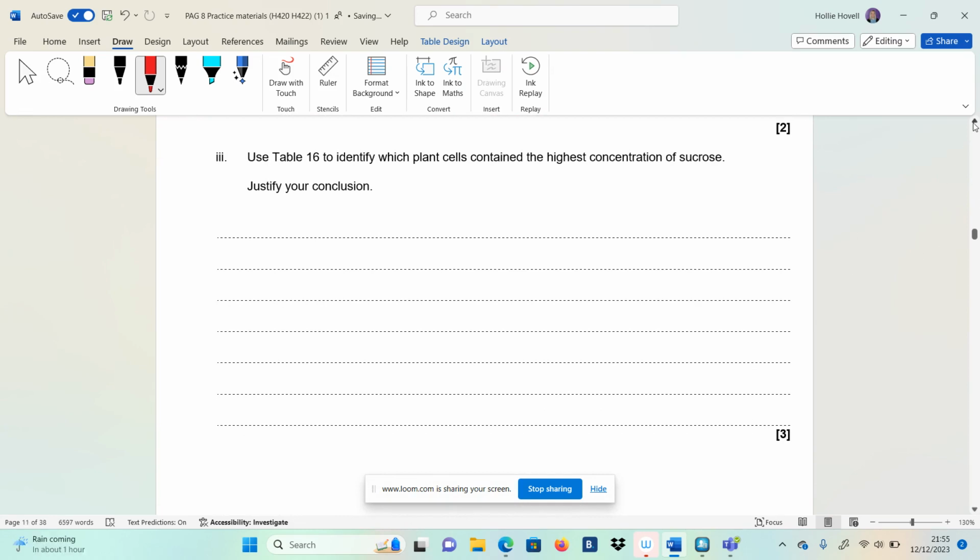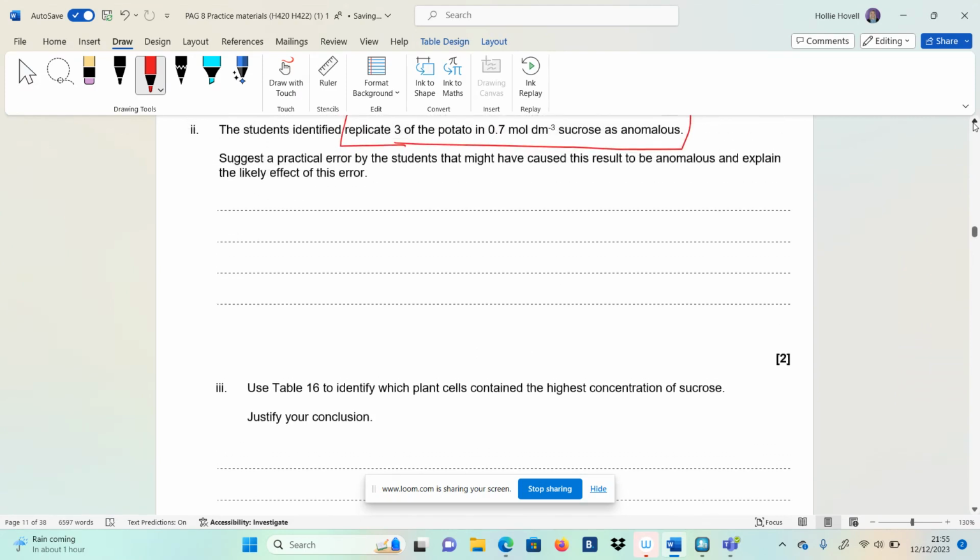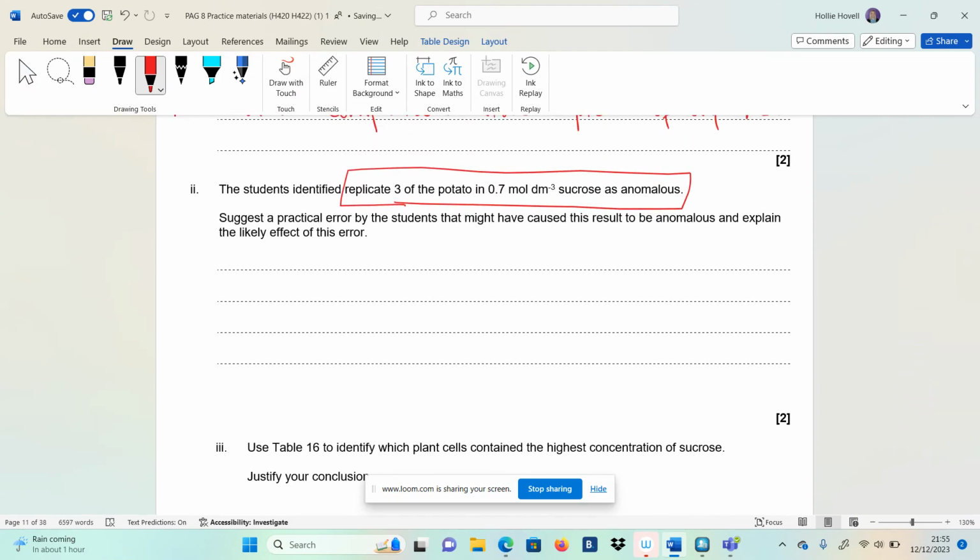Okay, have I gone by? There we go. So it was heavier than the other repeats, as the percentage change was less. Okay, so why might it still be heavier than the others? What might they have done wrong?